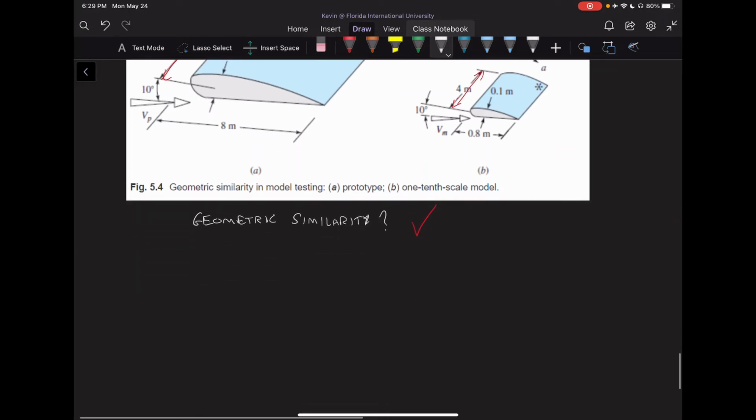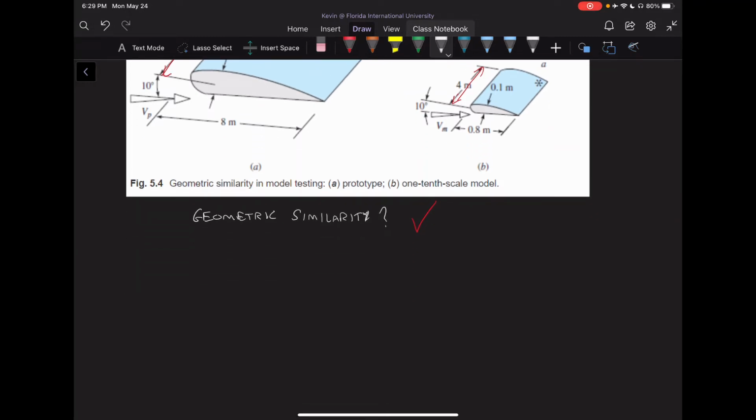Now, what if we go to dynamic similarity? So dynamic similarity is the next step that we're going to be looking at, and we're going to be setting some rules for dynamic similarity. So dynamic similarity exists when the model and prototype have the same length scale ratios, the same time scale ratios, and the same force scale ratios. Okay, so we're adding on to our just length scale ratios. Now we're adding time and force.